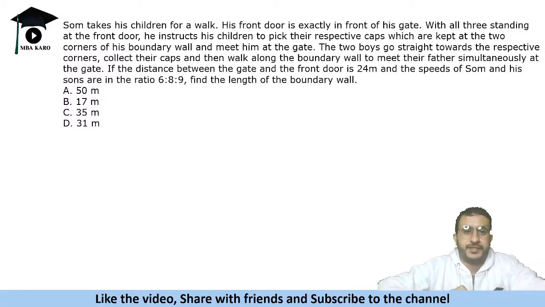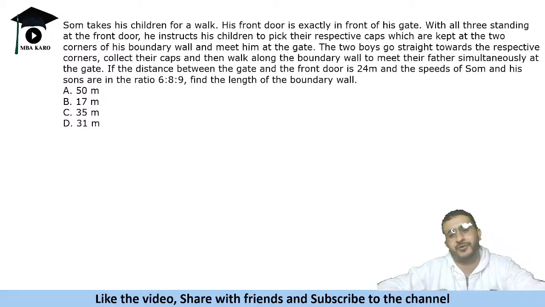So Som takes his children for a walk. His front door is exactly in front of his gate. With all three standing at the front door, he instructs his children to pick the respective caps which are kept at the two corners of his boundary wall and meet him at the gate. The two boys go straight towards the respective corners, collect their caps, and then walk along the boundary wall to meet their father simultaneously at the gate. If the distance between the gate and the front door is 24 meter, and the speeds of Som and his sons are in the ratio 6 ratio 8 ratio 9, find the length of the boundary wall.